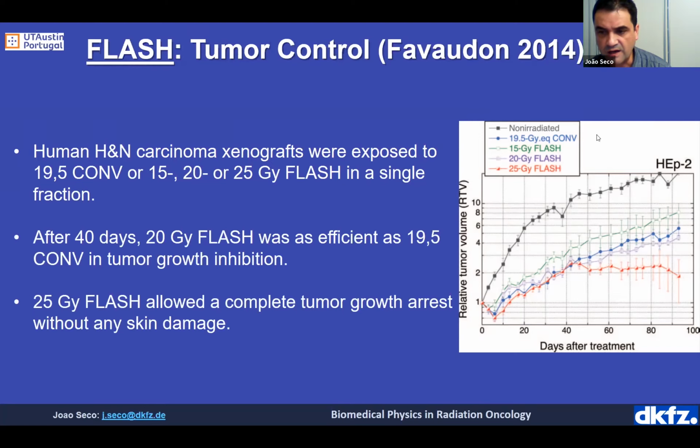And they found that if they go high enough, 25 gray per flash, they can even achieve tumor control, tumor growth arrest. So here you have complete growth arrest. The tumor has been stopped completely with flash.